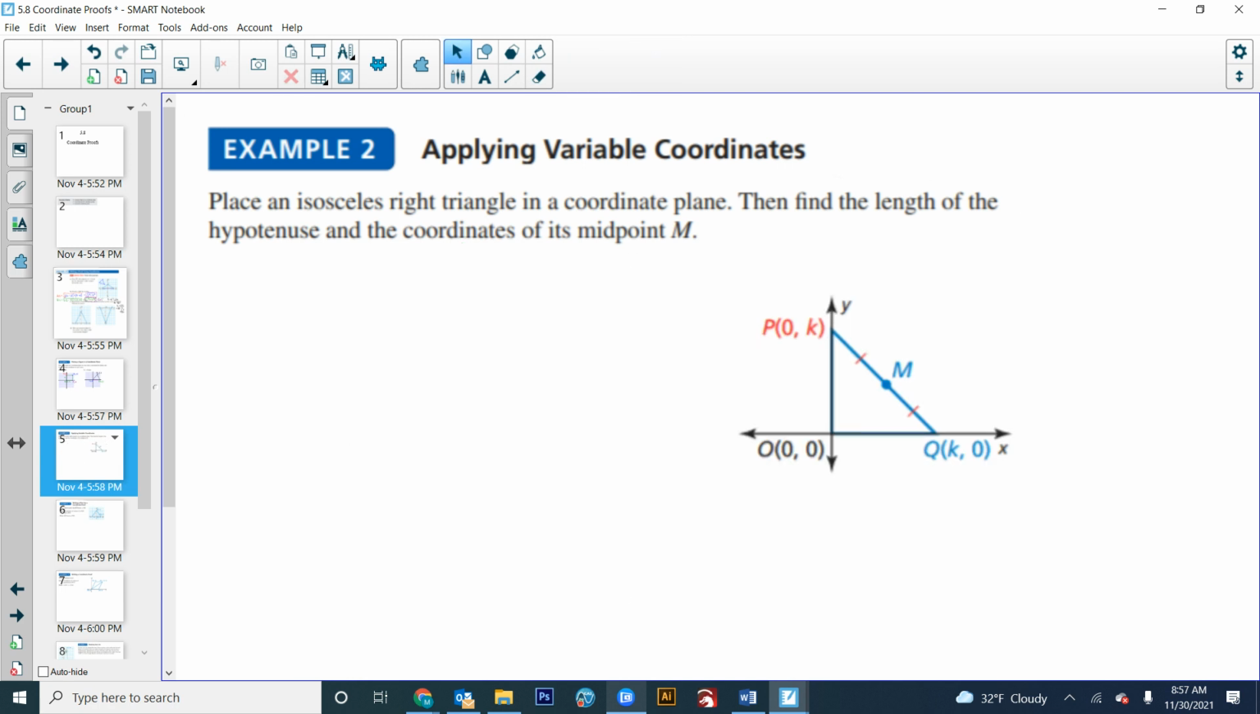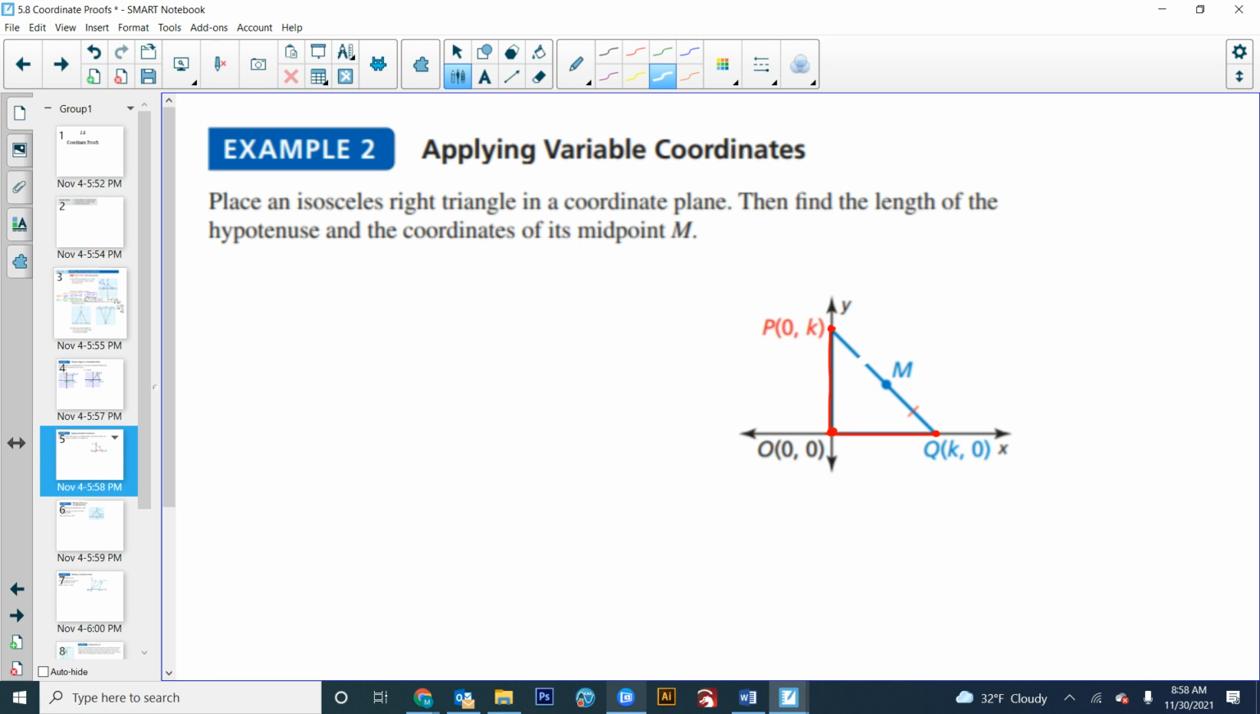Now, they used the letter K. You didn't have to. You could call it A or B. But whatever this is, 0, K, do you agree this length over here has to be K, 0?